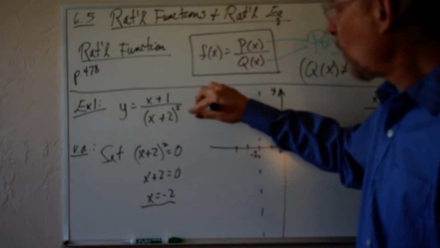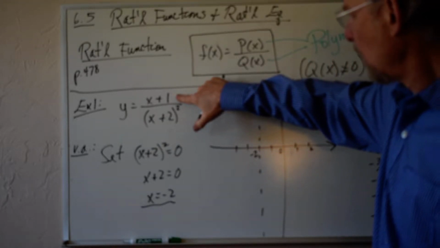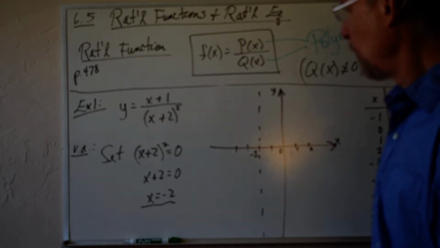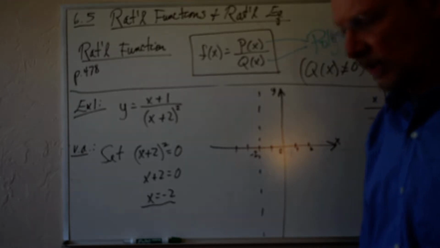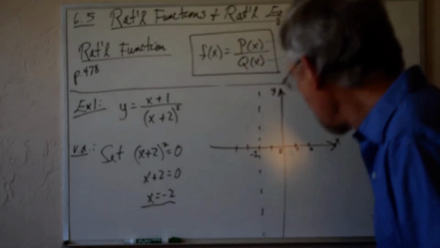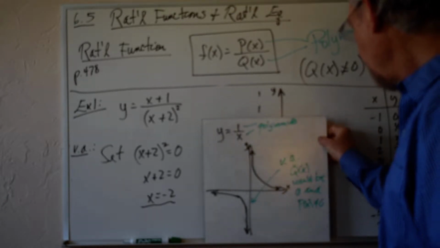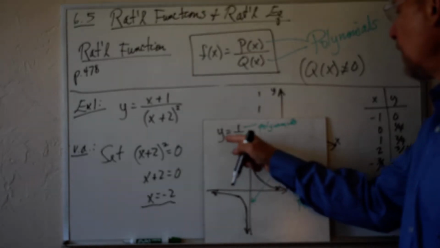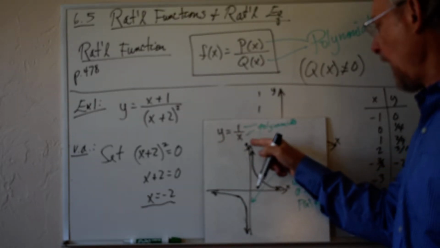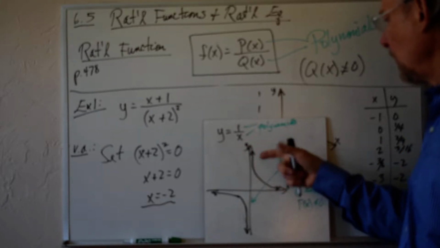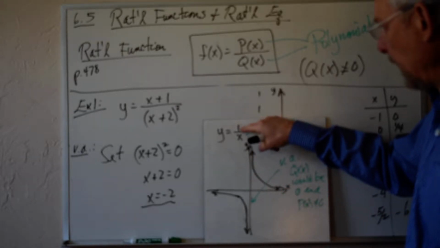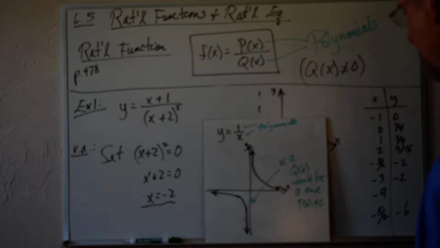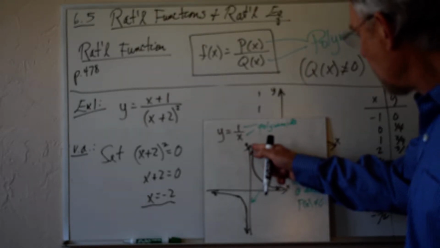This, in fact, is a rational function. X plus 1 is a polynomial, and quantity x plus 2 squared is a polynomial. Let's see if we can figure out what the graph of this looks like. Now recall that we have looked at a real simple rational function before. Several weeks ago, we graphed y equals 1 over x. This is a rational function. They're both polynomials, 1 and x. 1 is the simplest polynomial you could possibly have. It's just a constant.